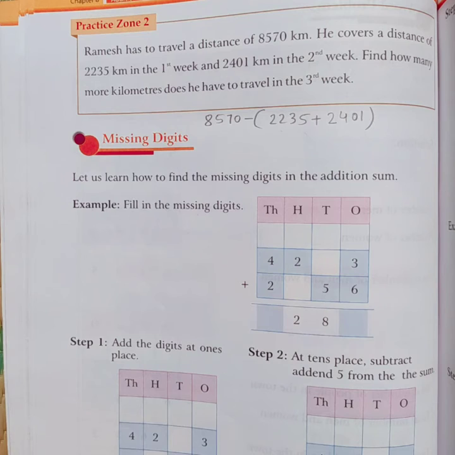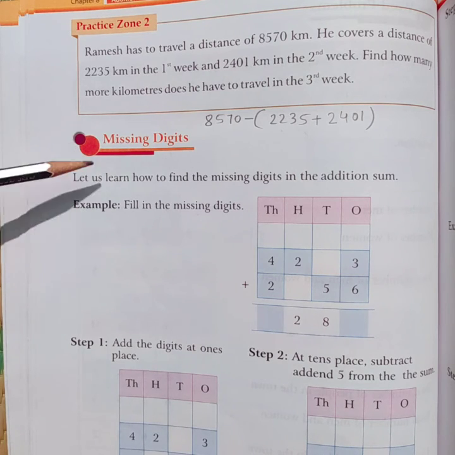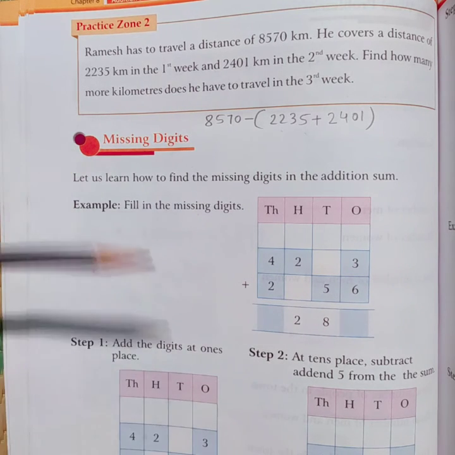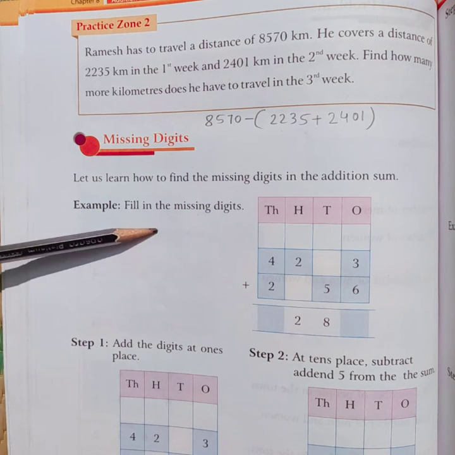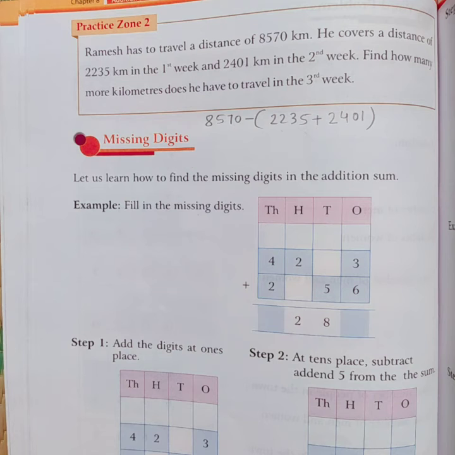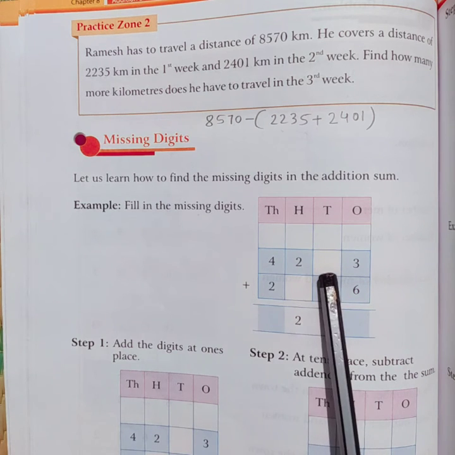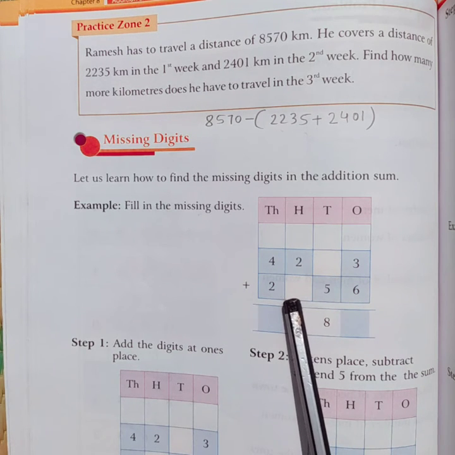So children, now let us discuss missing digits. How to find the missing digits? Let us learn how to find the missing digits in the addition sum. Fill in the digits. See here, they have missed the tens place and hundreds place of the second number.